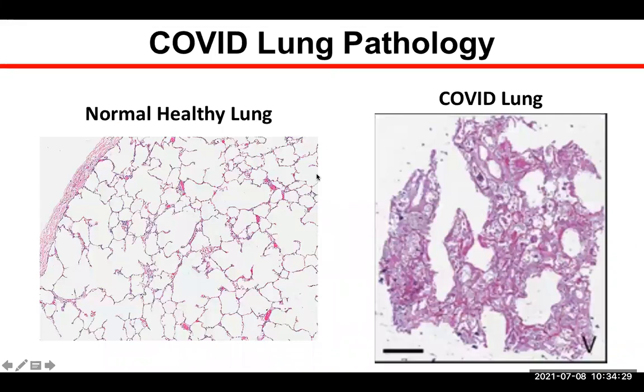So here I have two prime examples of lung tissues from a healthy individual versus a COVID lung. And so typically, like I was saying, in a healthy lung, all of this space is where air typically is going to be. And you have very thin cells that cover the alveolar space. And so these are going to be the cells that are able to expand.